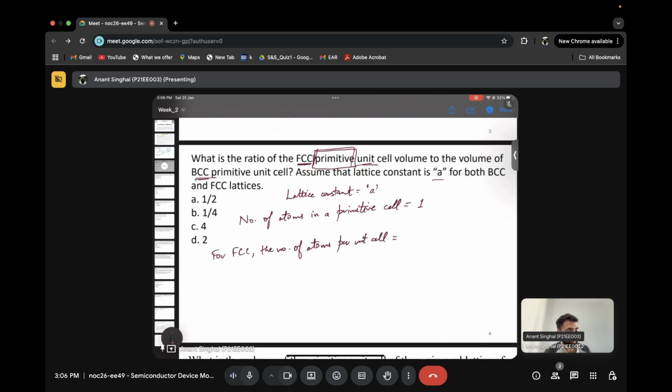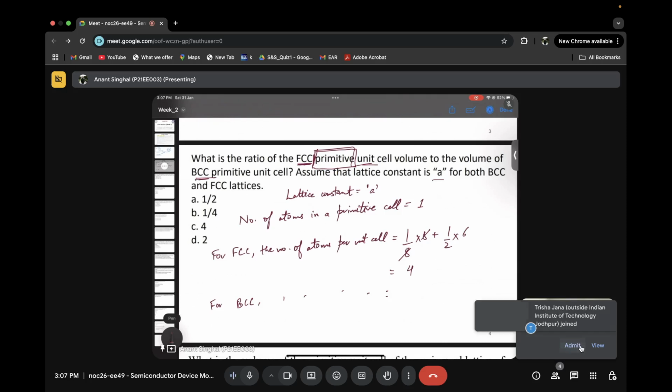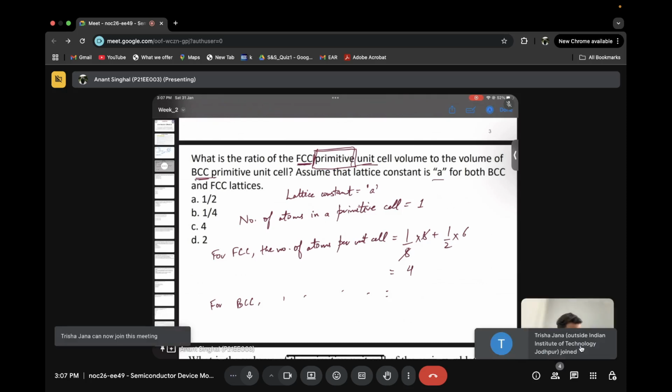So for FCC, the number of atoms per unit cell, we discussed that we have atoms at all the corners, that is a contribution of 1/8, and we have atoms at all the faces, and the contribution is half, and the faces are 6. So this is 1 plus 3, that is 4 atoms for the FCC. And for BCC, the number of atoms would be atoms at all the corners, and then we have an atom at the center, so it will be nothing but 2.